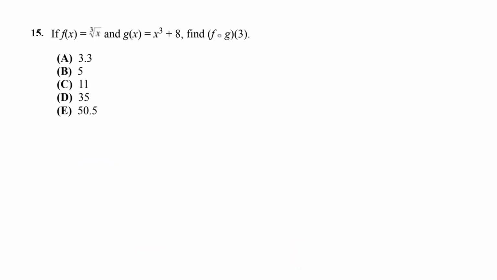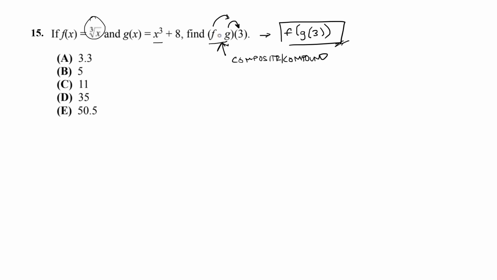If f of x is equal to the cube root of x and g of x is x cubed plus 8, find f of g of 3. This is like fog notation, right? That, again, we've seen many times already. This is also a composite function or a compound function. Basically, we do g of 3 first and then perform f on that. So we've seen this in this sort of form, f of g of 3. This is what we're doing, just to not be confused.